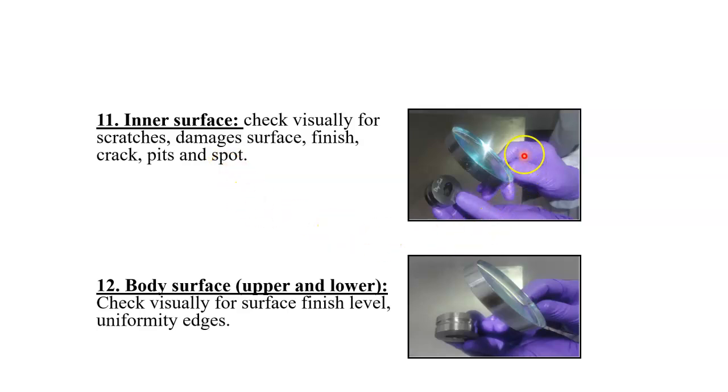And it is checked by magnifying glass. Then the body surface of the die, that is the upper and lower surface of the dies, are checked by using magnifying glass. Their uniformity, edges, and surface finish level are checked. These are the checkpoints of punches and dies.